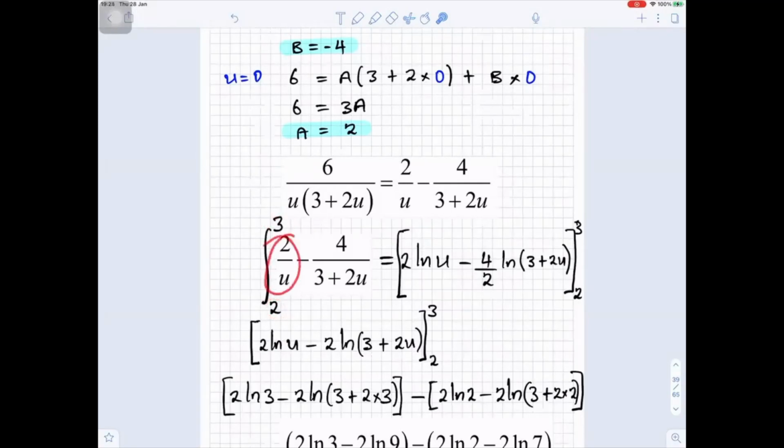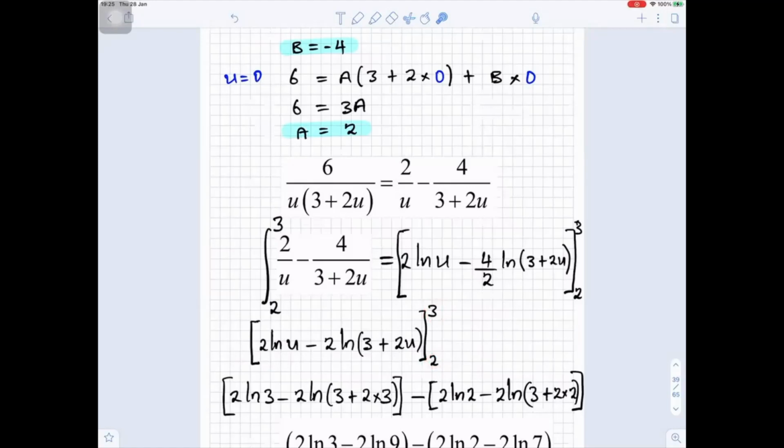When you integrate 2 over u, you get 2 ln u. It's the same as saying integrating 2 times 1 over u. The integral of 1 over u is ln u. When you integrate 4 over 3 plus 2u, you differentiate 3, you get 0. You differentiate 2u, you get 2. So you would have to divide by that 2. So it would be 4 ln 3 plus 2u, and then you divide by the 2 to compensate for that. So now you have 2 ln u minus 2 ln 3 plus 2u from 2 to 3.